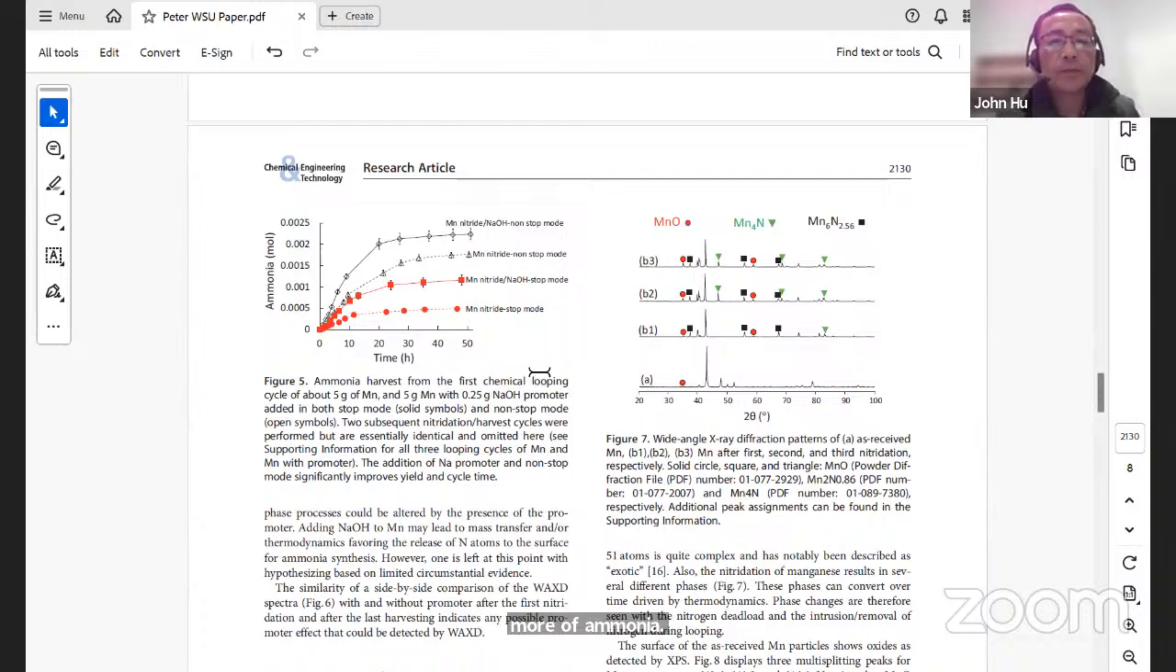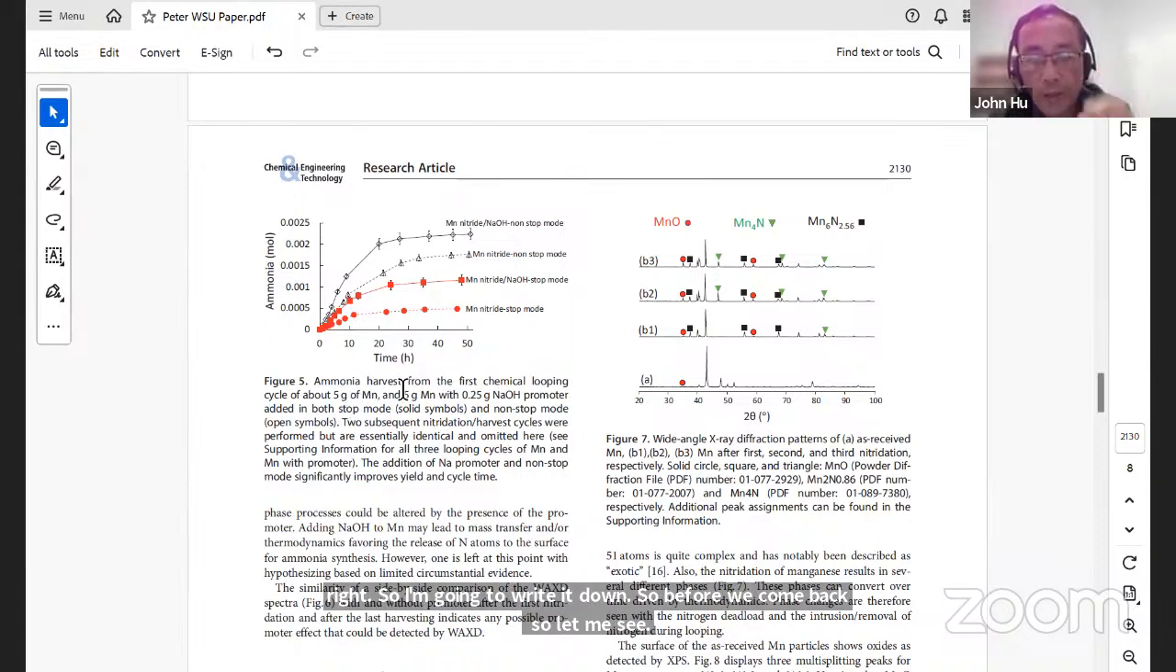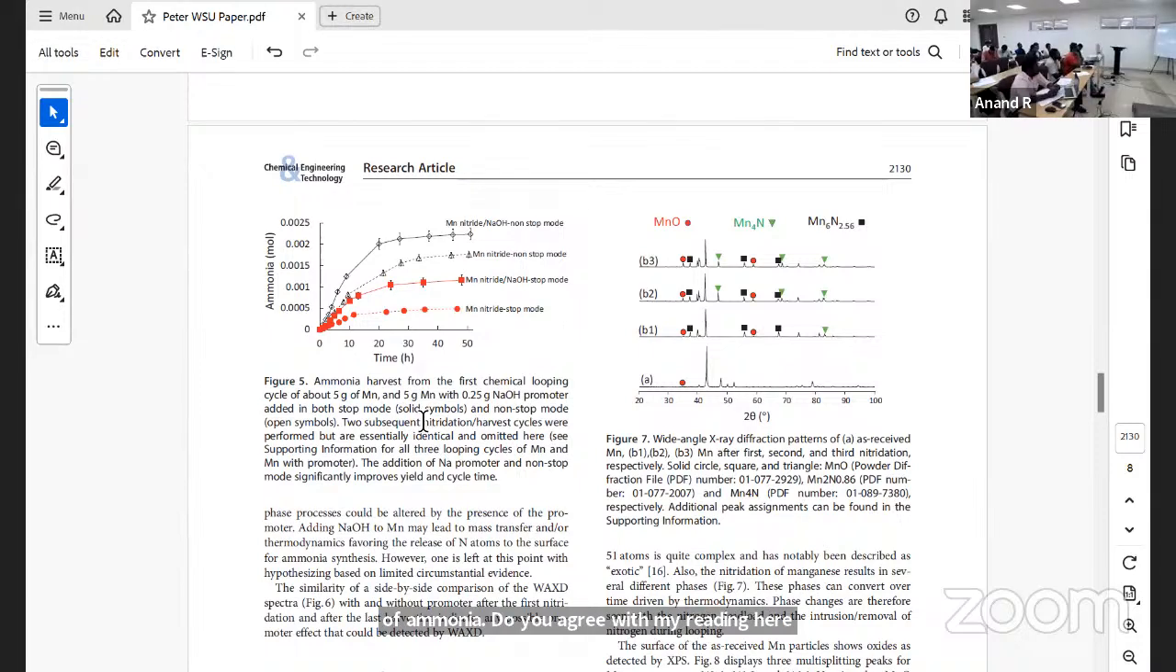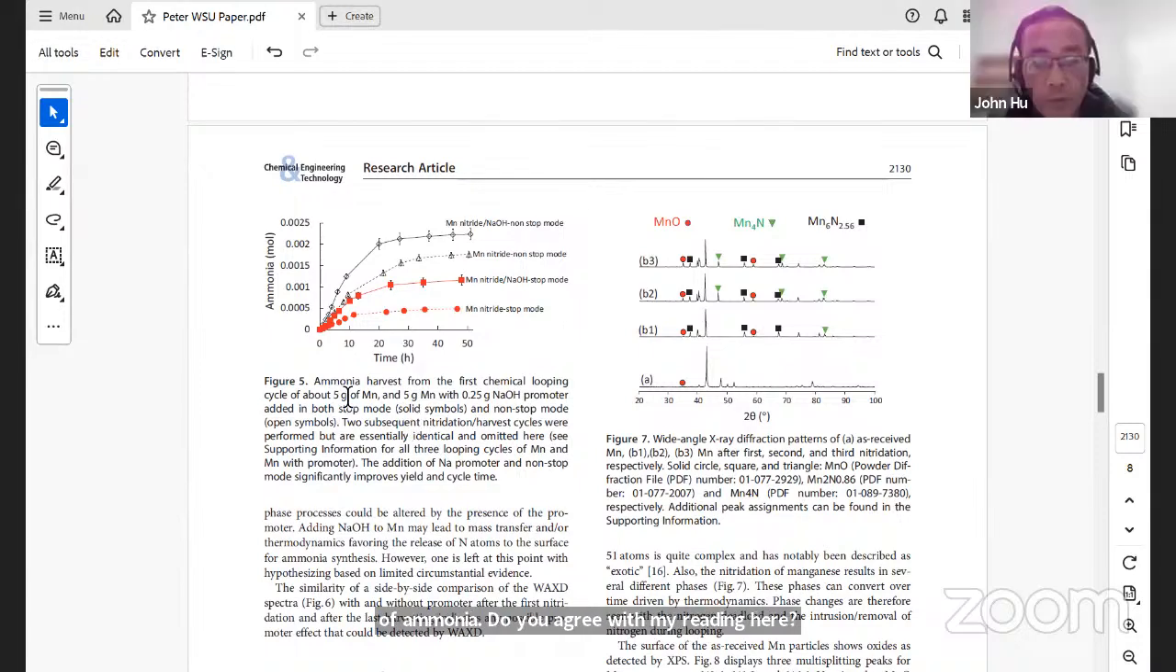I'm going to write it down. Let me repeat: 5 gram catalyst in 50 hours, the best data point, which is here, he produced 0.0025 mole of ammonia. Do you agree with my reading here? Yes, sir. Okay, 5 gram catalyst, 50 hours, and you get this data point. Let's go back, because I can only share one screen with you, so I'm going to stop sharing.